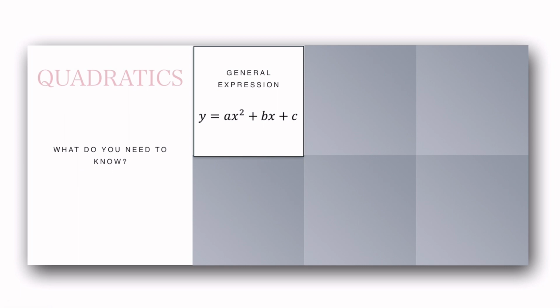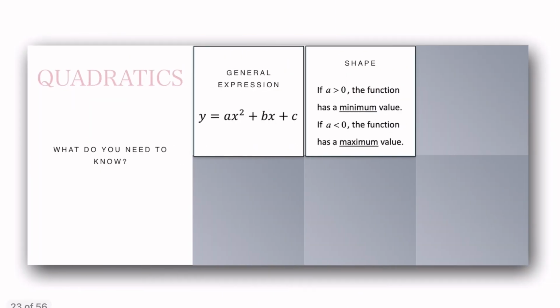So what is the information that you need to know about quadratics? Well, first of all, you need to know the general expression. It's got a power of 2, that's just going to be its leading power, and its general form is y equals ax squared plus bx plus c.